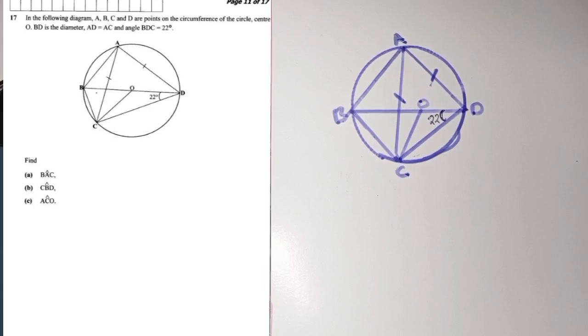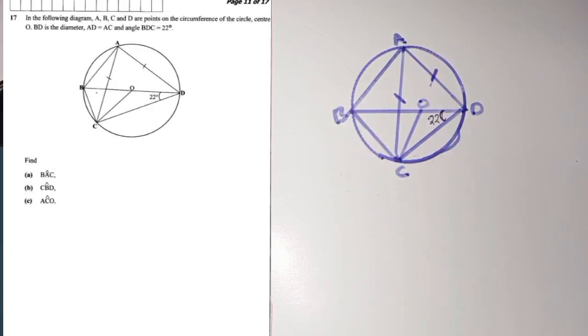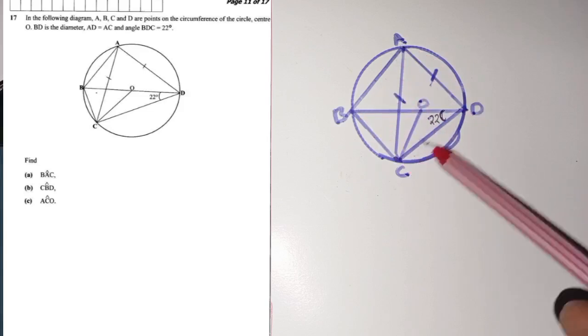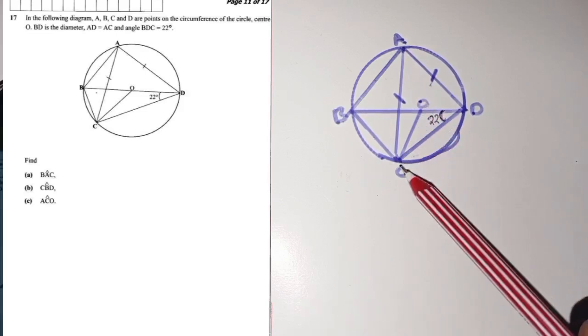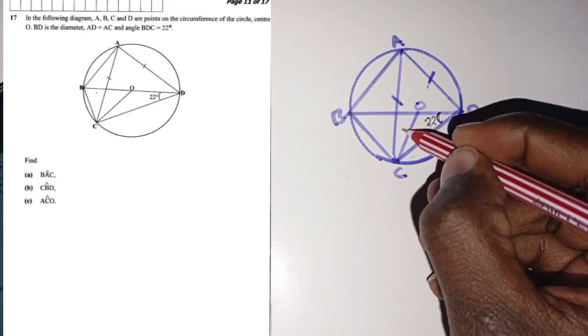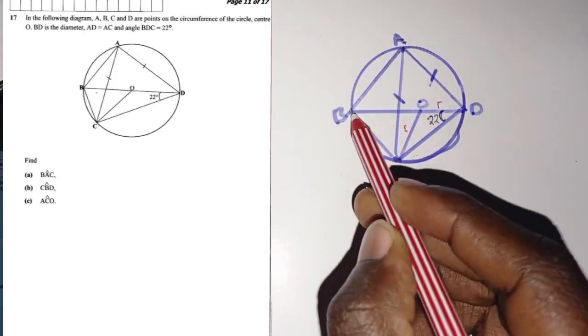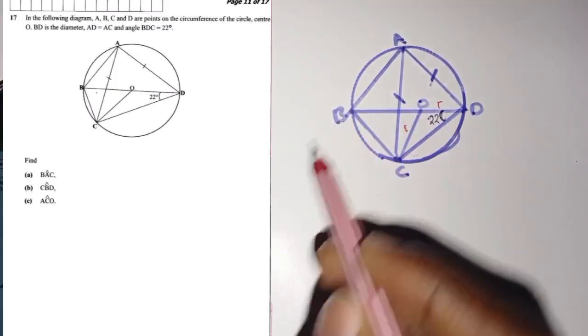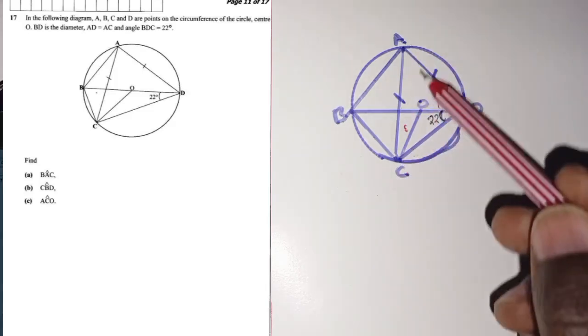Question 17. In the following diagram, A, B, C, and D are points. And you can see this is a cyclic quadrilateral, right? Then you are also told they have a center. So if this is the center, automatically you know this is radius, this is radius. And automatically you know this is diameter BD, and they've said BD is diameter. AD and AC are equal.